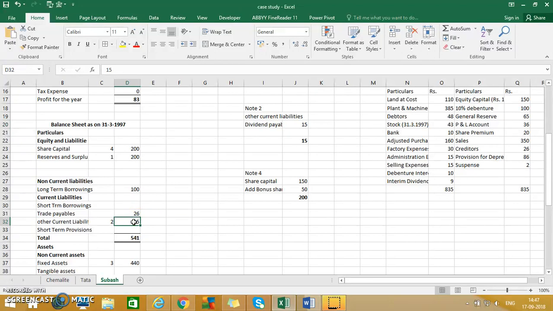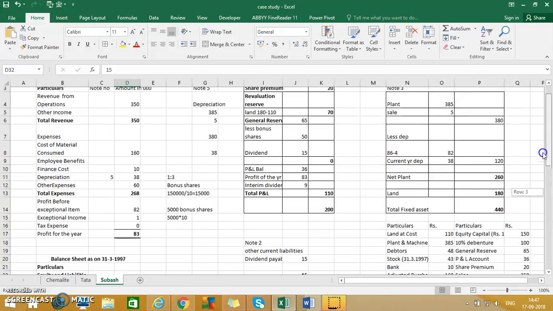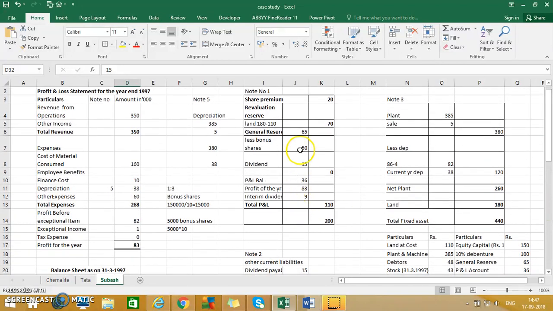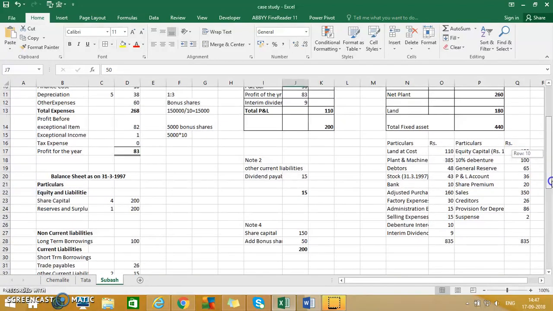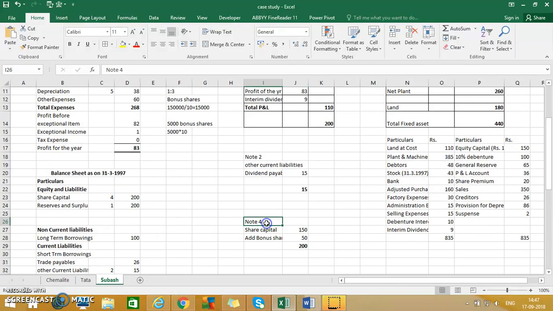Now if I see that all my liabilities seem to be complete, but then when I look at the bonus shares, I have only calculated the bonus shares and I have subtracted the bonus shares from the reserve, but I have not yet taken them into the capital. So let us see the next item, note number 4, which tells you how the second-time treatment for the bonus share has to be done.